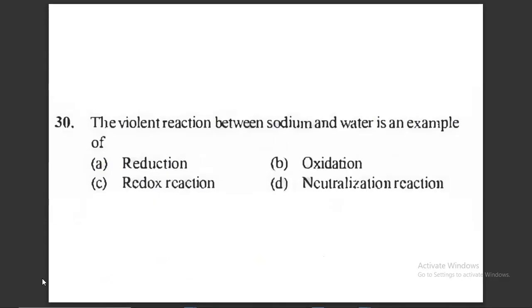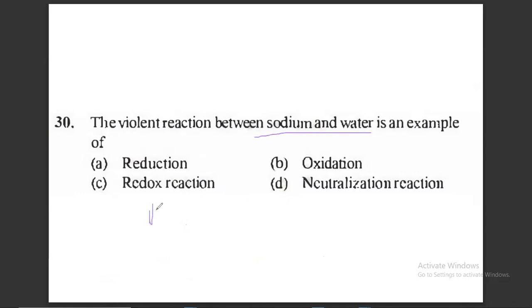30. The violent reaction between sodium and water is an example of. Okay, question is asking, this is an example of, right? Very simple question. This violent reaction between sodium and water is an example of a redox reaction.